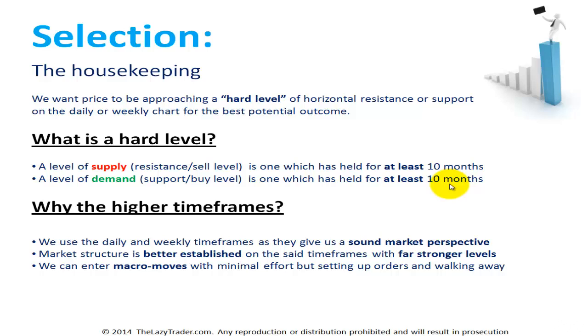Okay, so let's recap. What is a hard level? Well, a hard level of supply, also known as resistance or simply a sell level, is one which has held for at least 10 months, and it's one which is tested twice at the very least within that 10 months. On the flip side, a level of demand is a horizontal level of support, also known as a buy level, which once again has held for 10 months and has been tested at least twice within that time frame.